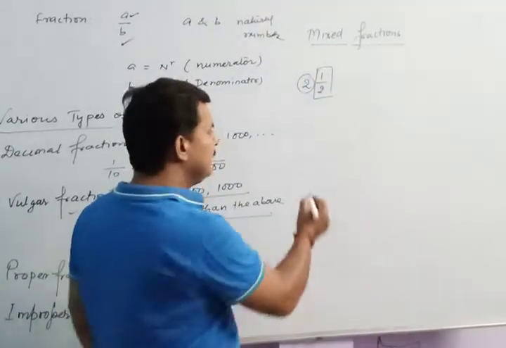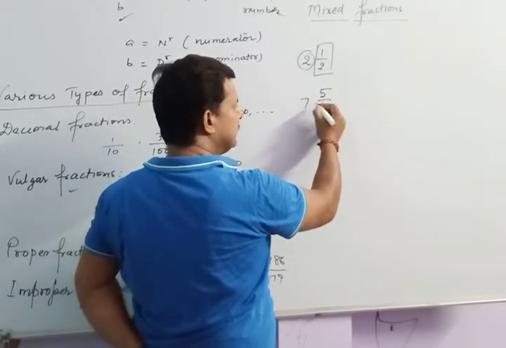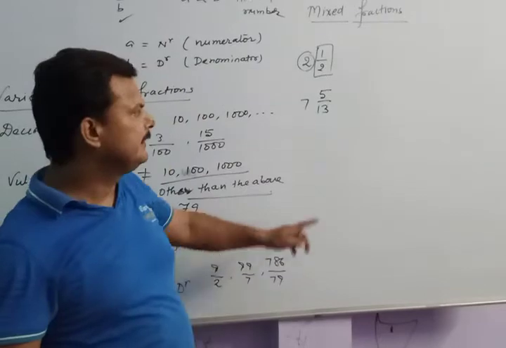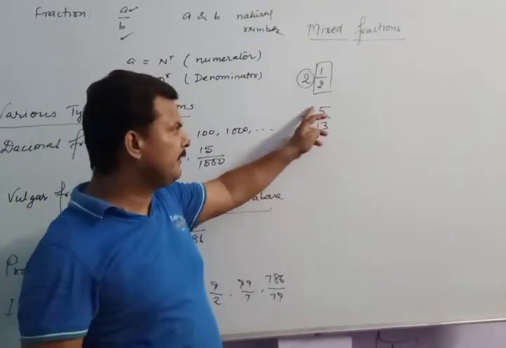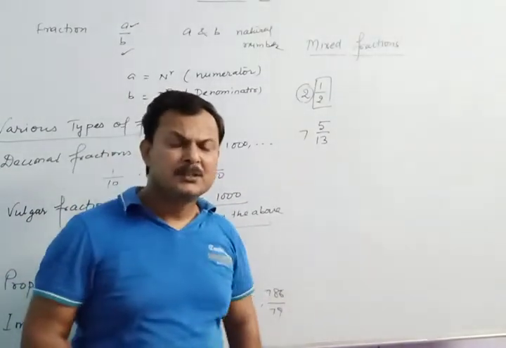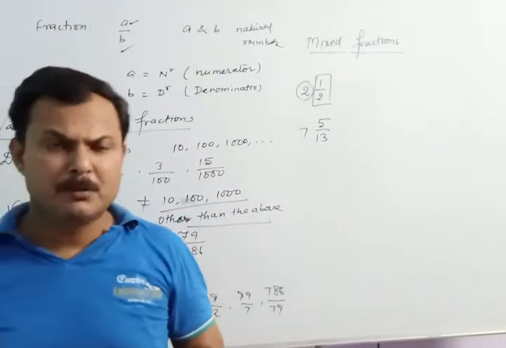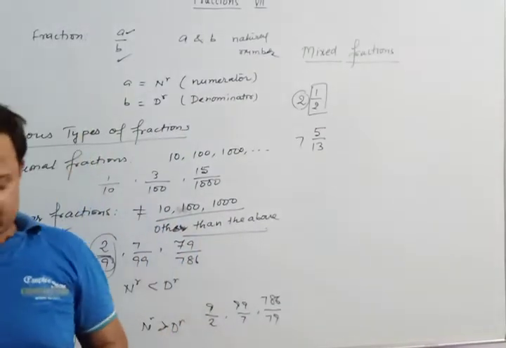Another example, 7 and 5 upon 13, or 7 whole 5 by 13. You read it in this way. The 7 is whole and 5 by 13 is proper. The fraction which is a combination of a whole number and a proper fraction is said to be mixed fraction.